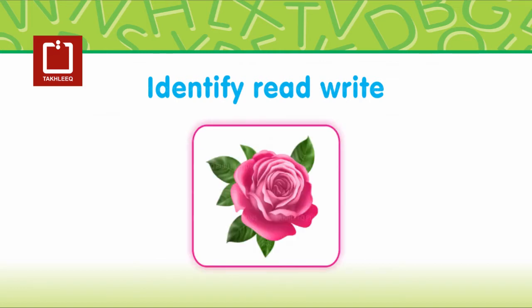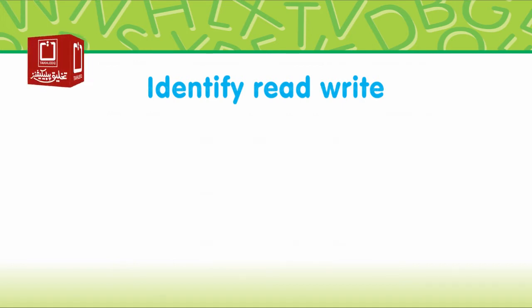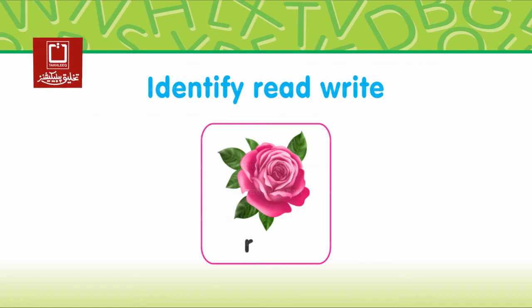We see here the picture of a rose. Now we say the spellings of rose. R O S E, rose. So we write R O S E, rose, on lines.